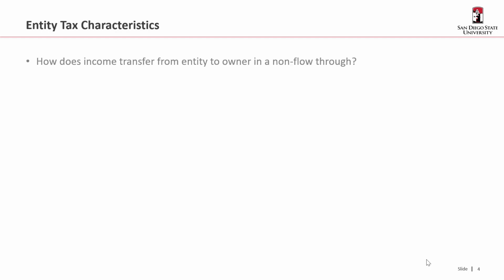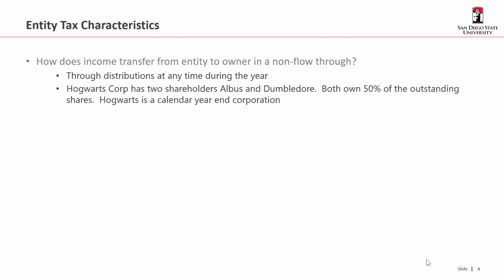Let's contrast that to a non-flow-through. So how does income transfer from entity to owner in a non-flow-through? That occurs through distributions that are made anytime during the year. So Hogwarts Corp has two shareholders, Albus and Dumbledore. Both own 50% of the outstanding shares. Hogwarts is, again, for convenience sake, a calendar year-end corporation.